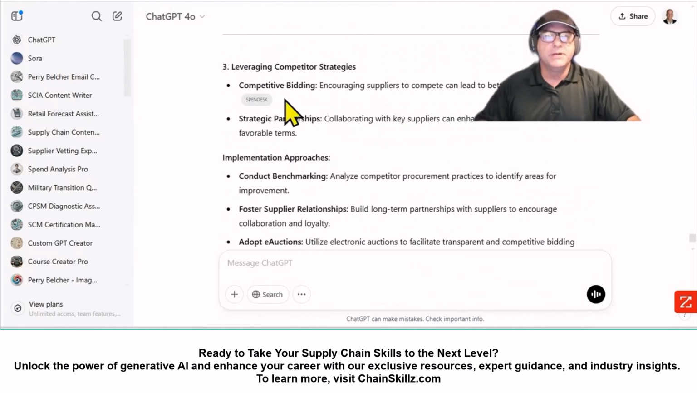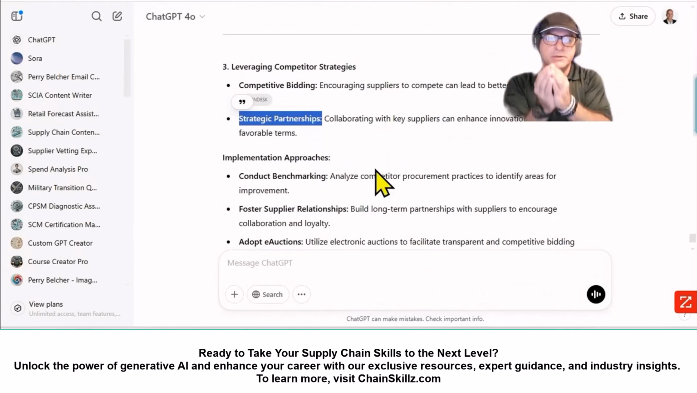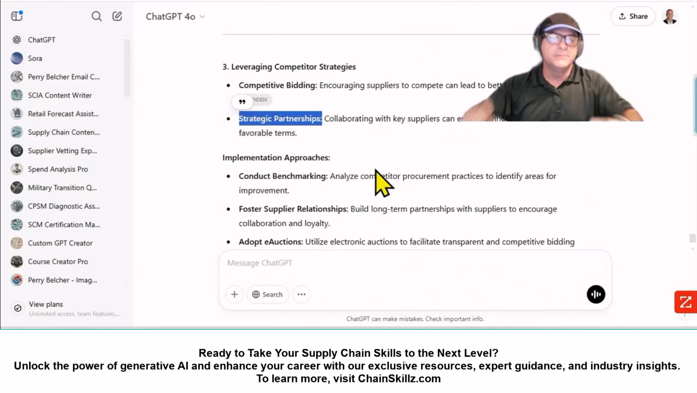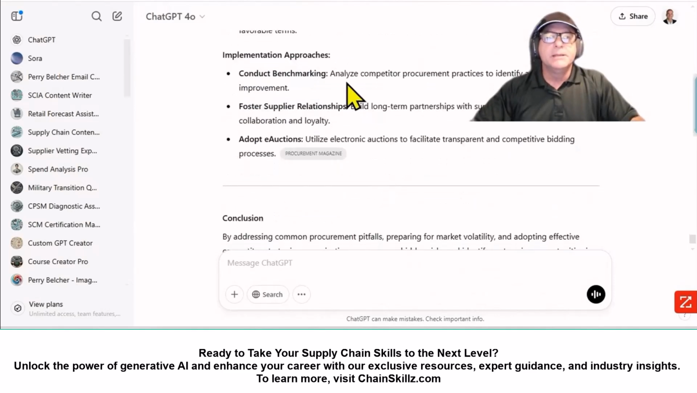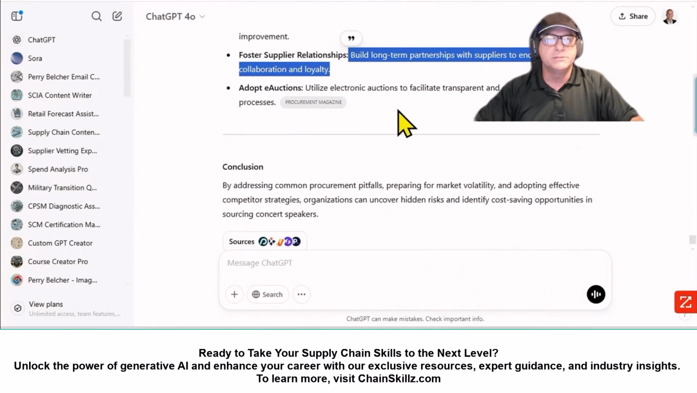Pretty good stuff. Competitive bidding, of course, strategic partnerships. Now, considering you're one part of California, are there other entities, municipalities that also need speakers that you could talk to about a group deal, right? Get better volume pricing across the board for everybody. Okay. Benchmarking, build those supplier relationships, and auctions are always a good one.